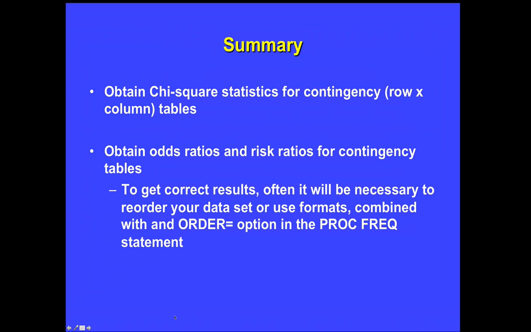So in summary, now you should be able to use proc freq within SAS to obtain some basic chi-square test statistics derived from contingency tables, and you should also be able to get some odds ratios and risk ratios. And remember that particularly for the risk ratio, to get the correct results, it will often be necessary to reorder your data set or to use formats, and then to also use an order equal option within proc freq.